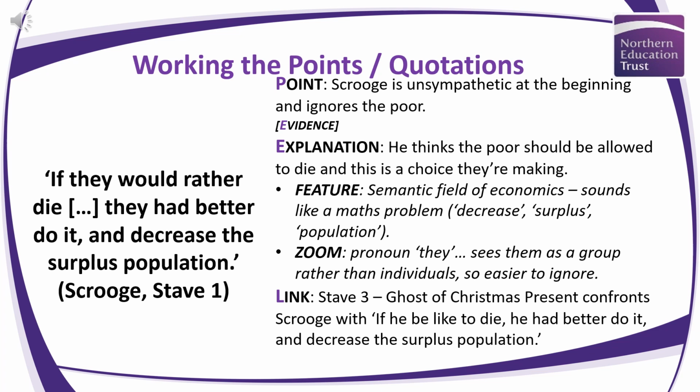I make a link, I think, to stave 3 and that line where the Ghost of Christmas Present comments to Scrooge that "if he be like to die, he'd better do it and decrease the surplus population." And essentially the idea that the ghost is confronting Scrooge with the horrific reality of his earlier words. It does link to the views of Thomas Malthus, of course, that Victorian economist. Scrooge is essentially echoing or paraphrasing Malthus so that Dickens can show his readers, I suppose, how awful those views are.